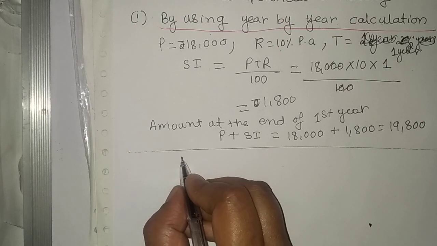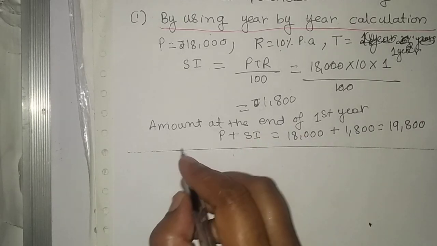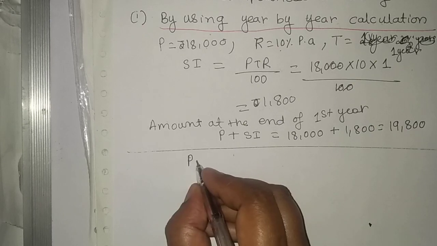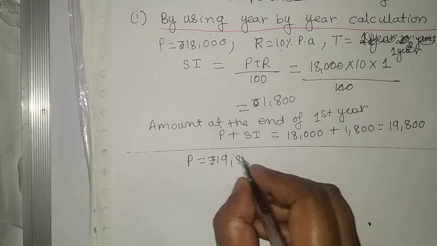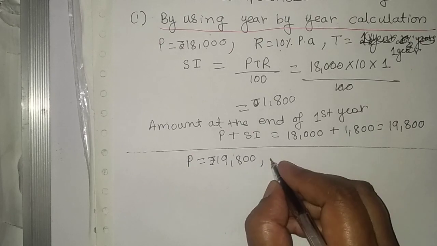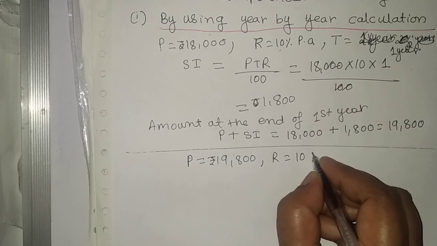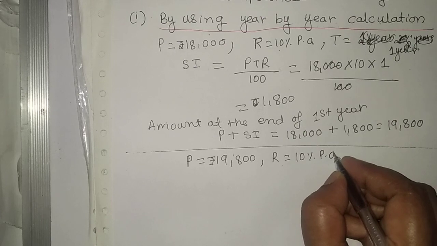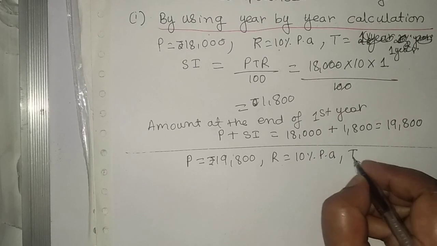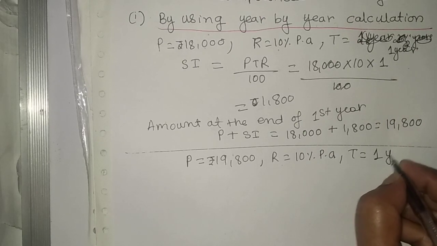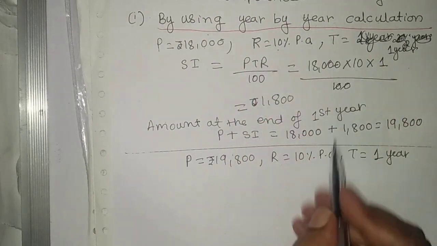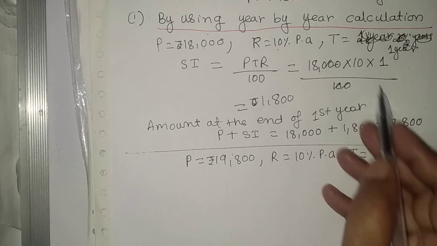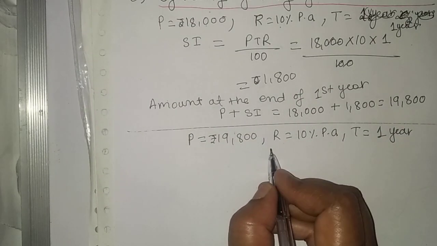Now we have to calculate simple interest taking this as the principal. So the principal will be rupees 19,800. Again, the rate of interest is 10% per annum, and time is 1 year. Don't get confused with the 2.5 years and compounded annually. Here we have to calculate year by year.